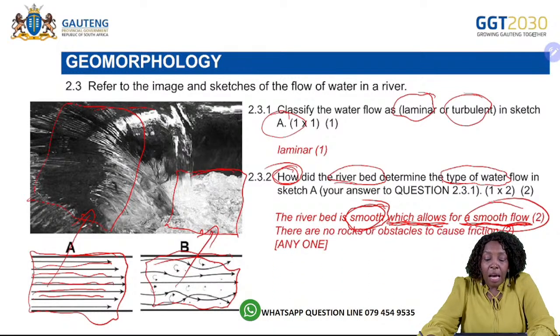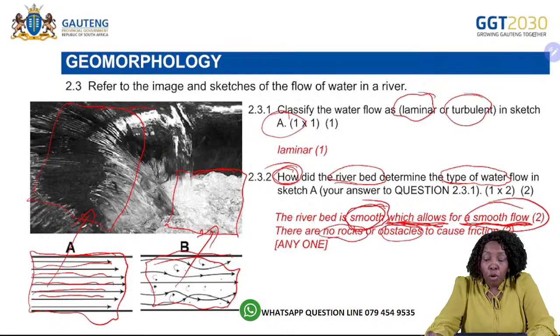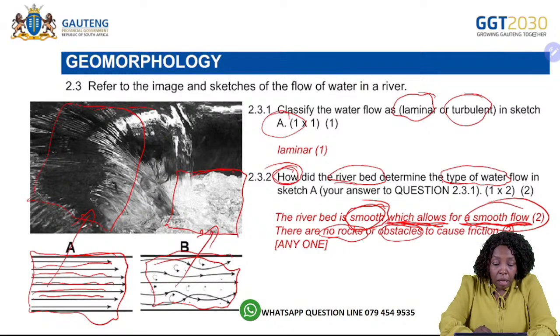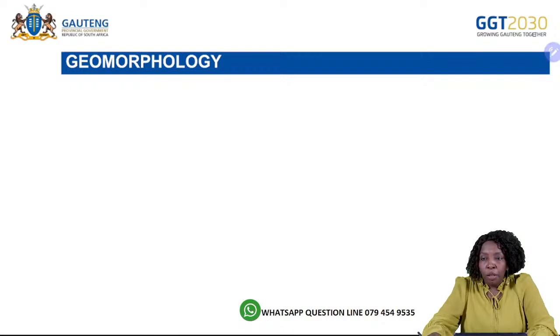Or you can say there are no rocks or obstacles to cause the friction. So if the water is flowing smoothly like this, there's nothing that is saying there's undulating or uneven surfaces here. So there are no rocks or there are no obstacles that cause the friction. So if there is friction, then water would be rolling, as we can see here in this illustration on B.